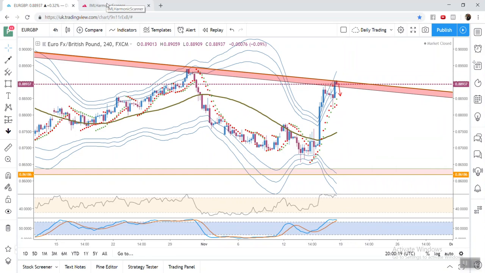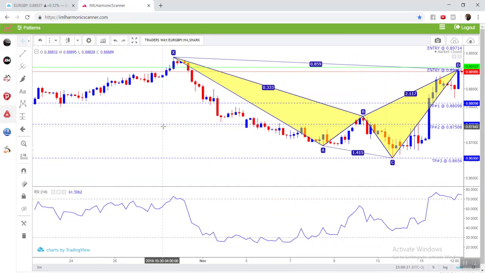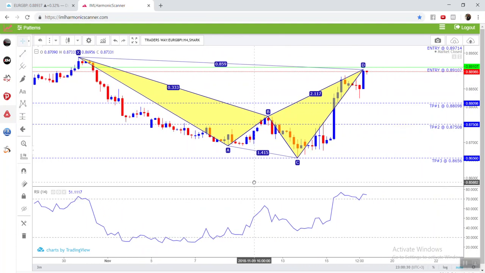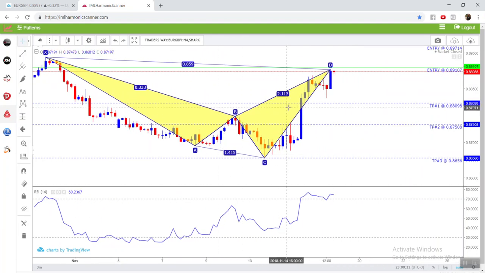One final confirmation: the harmonic scanner on the 4-hour time frame, EURGBP. So what we're trading is actually a shark pattern, and we can see that it's calling a sell, just like we're calling a sell off our trend line. There's our entry. Our take profit 1 is 0.88098.